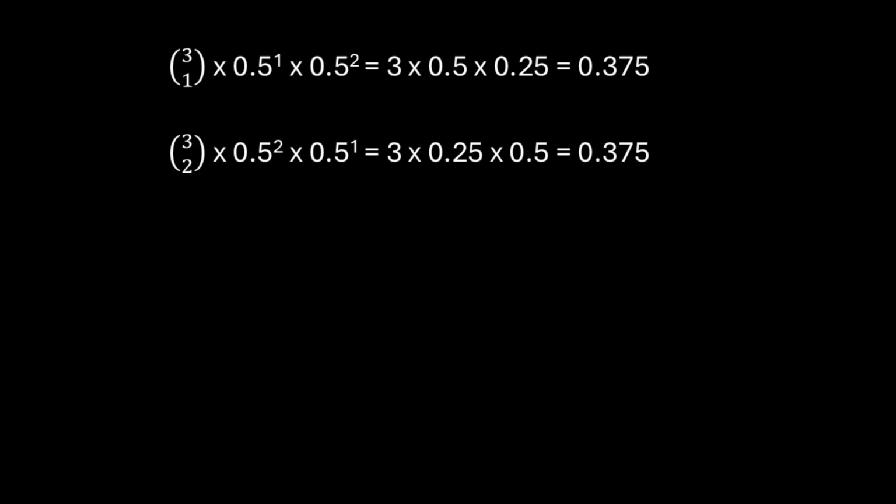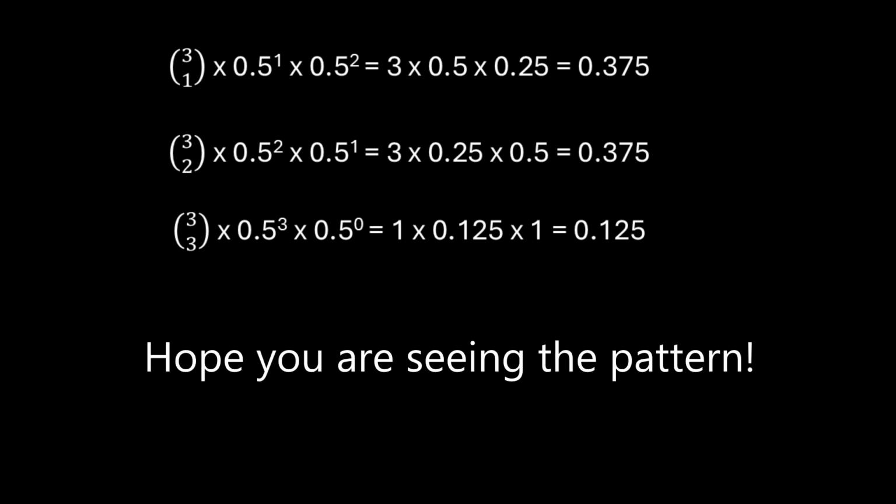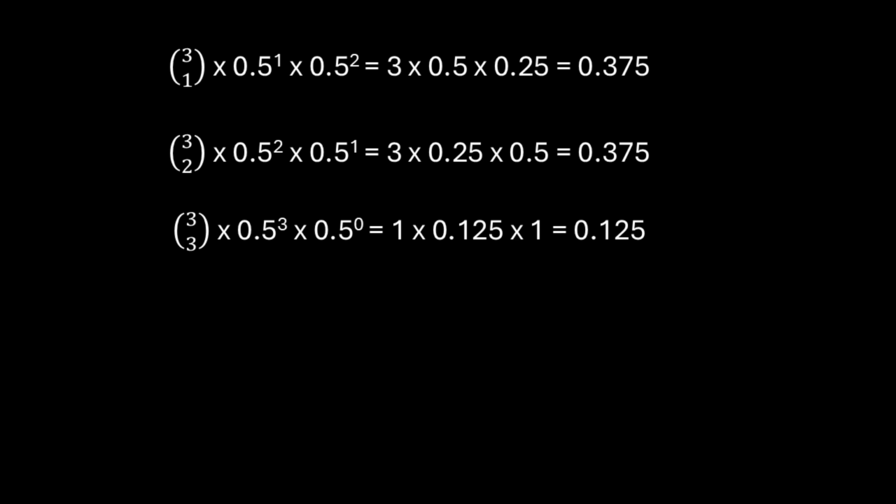And finally, how about the probability of getting 3 heads in 3 tosses? Well, that would be 3 combination 3 times 0.5 raised to the power 3 times 0.5 raised to the power 0, which is equal to 0.125.